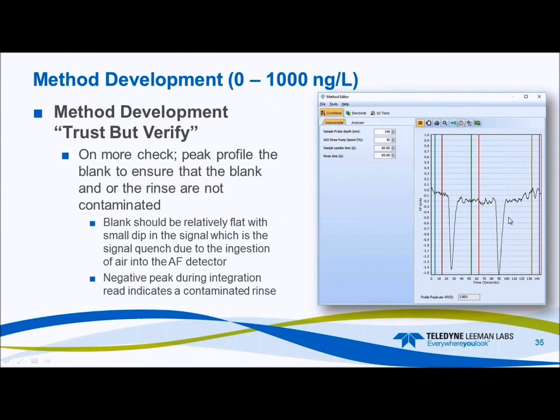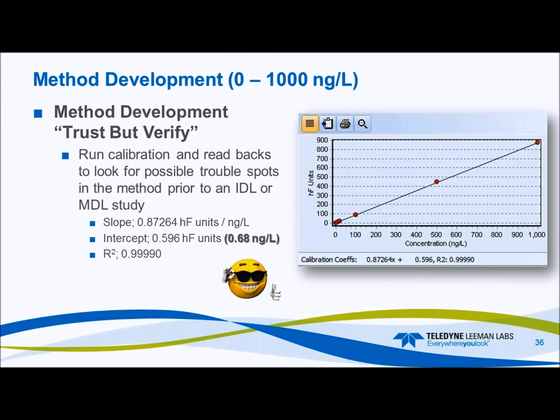Normally on a clean system, it might be anywhere from 0.2, 0.3 negative up to maybe minus 2 HF units. That's a clean system, and we'll talk about this later in the troubleshooting section. So this looks like a good rinse, so I'm ready to go. So I'm going to run my calibration, and then I'm going to look for trouble spots during this calibration.